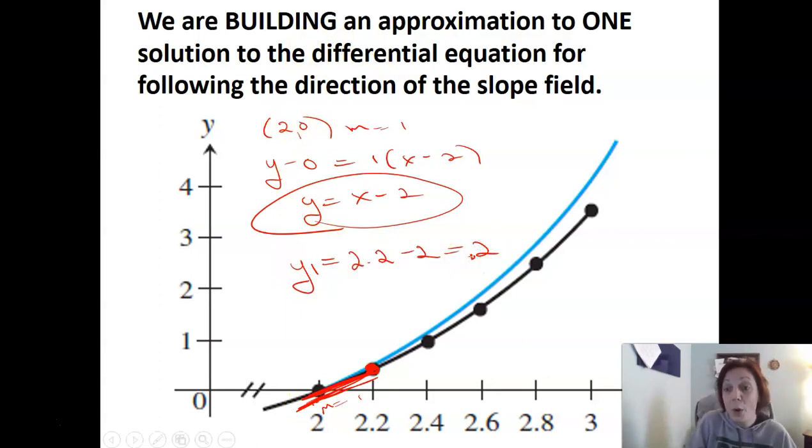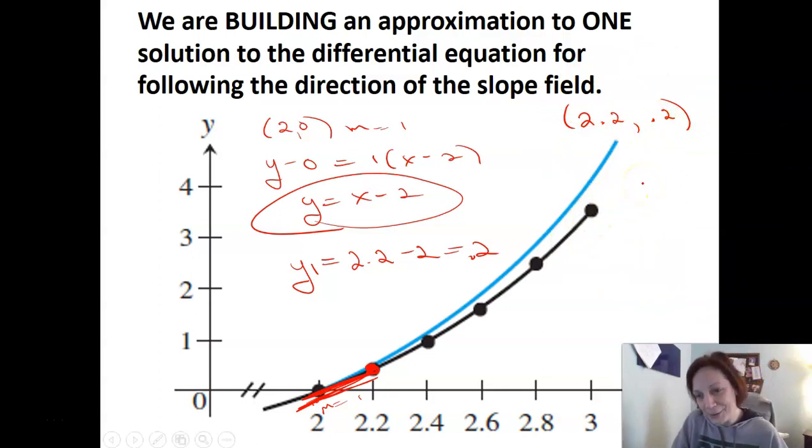So we say, oh, okay. So now where am I? Now I'm at the point 2.2, comma 0.2. That's where I am now. I use a differential equation. I find the new slope. I do it all again. Right? I get the equation for a new tangent line. I follow that tangent line over to 2.4, and so on and so on and so on.